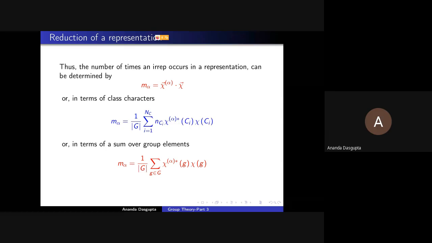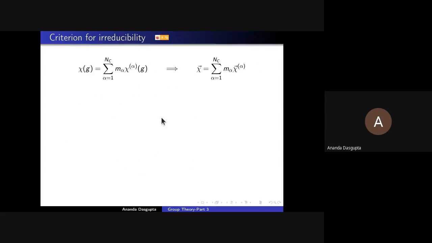So how many times does a given irrep occur? You can immediately find out either by using this version, which is the sum over classes, or this version, which is the sum over group elements. Essentially, they're exactly the same expression. This one just uses the fact that every member of the class contributes the same value, so you're just weighting by the number of elements the class has.